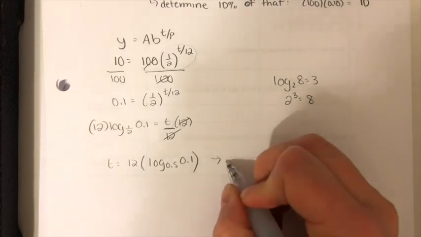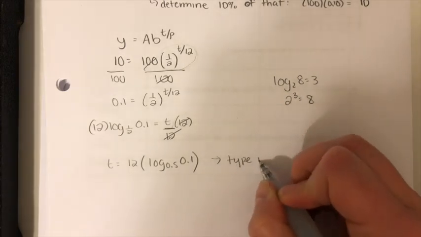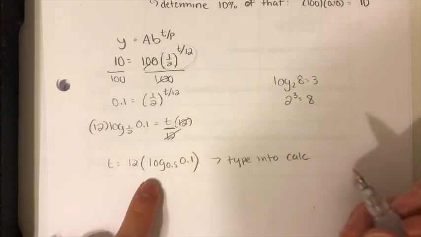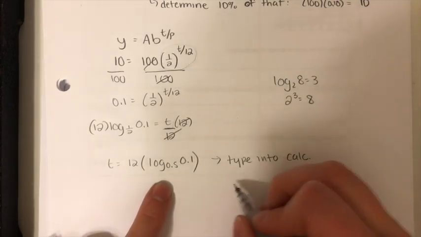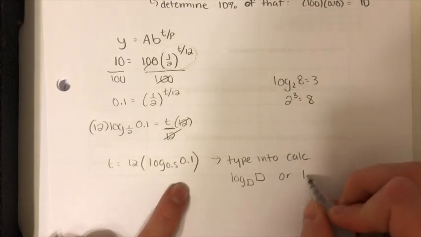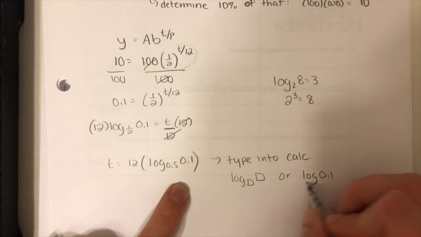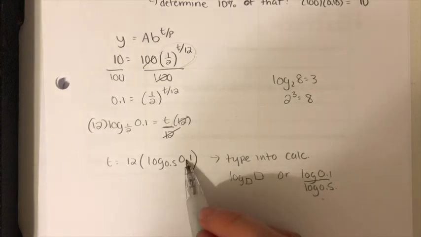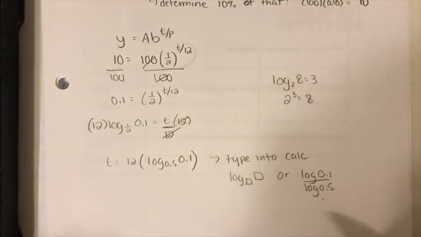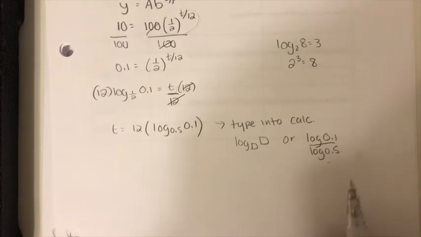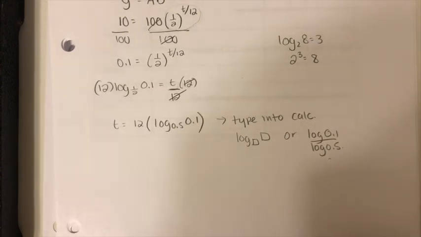So again, we just type this in the calculator, okay? So either you can do log using the boxes or log of 0.1 divided by log of 0.5. So that's that change of base formula. This one, like log of this one divided by log of this one. And we just use base 10 because that's what our calculator knows how to do quickest. You'd get the same answer either way.